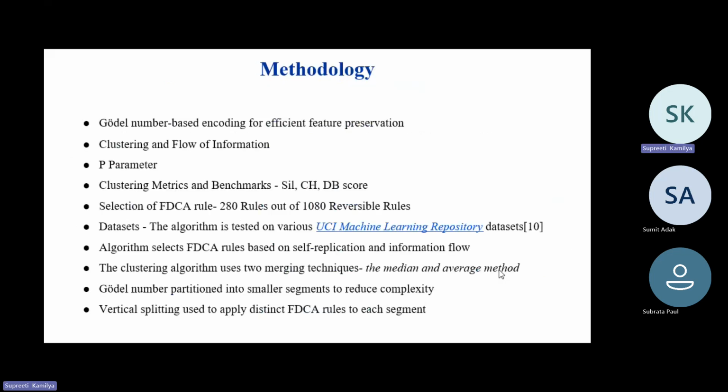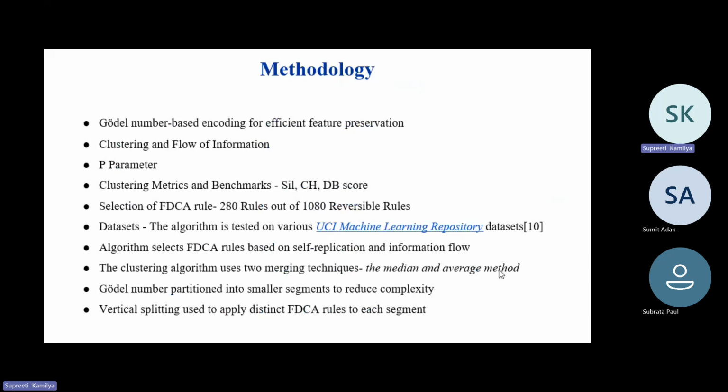So here is some of the methodology we are using. I'm not going in depth on this because it will take a lot of time. That's why we are just skipping some parts of my paper.